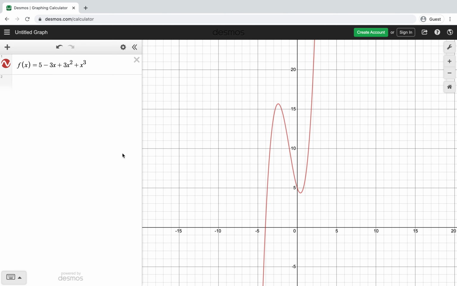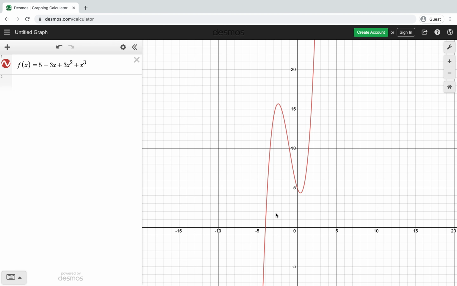Alright, so in this example we have a function given as 5 minus 3x plus 3x squared plus x cubed, and our goal is to find the point of inflection, or the inflection point, and we want to do that by just looking at the graph of this function.